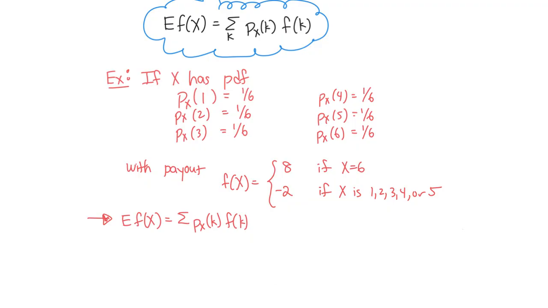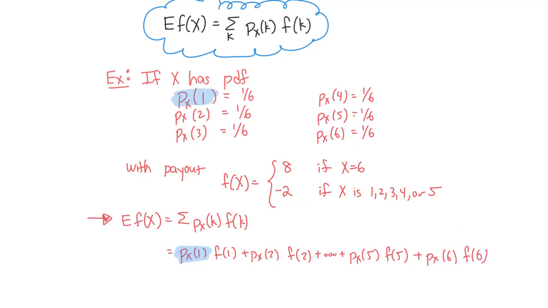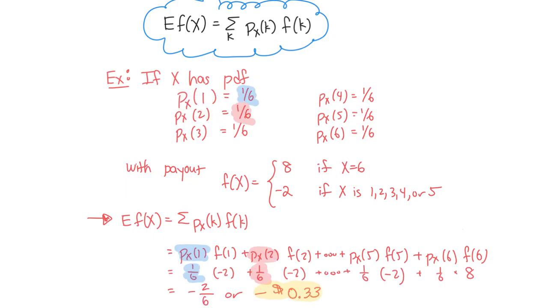So start with the formula for expected value. The formula says take the probability at 1 times f of 1. Probability at 1 was a sixth. Probability of 2 times the payout at 2, and so on. Plugging in all the values, they were all, in this case, 1/6 for probabilities, and the various payouts, again, gives the answer that the expected payout is negative 33 cents.